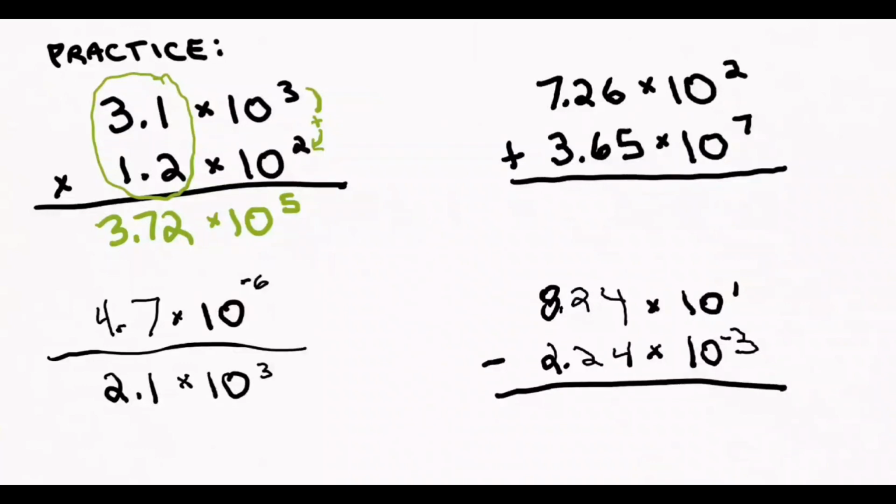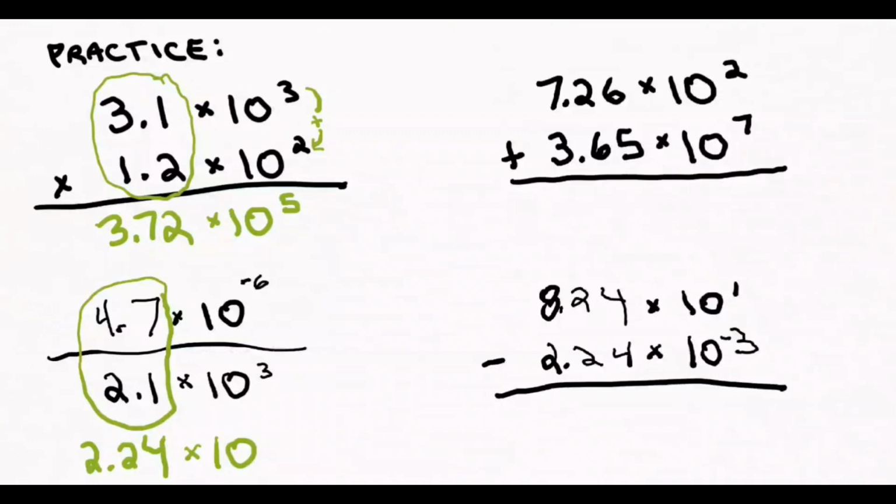Now let's do some division. We have 4.7 times 10 to the negative 6th. Aha, I threw a curveball in there for you. So 4.7 times 10 to the negative 6 divided by 2.1 times 10 to the 3rd. Well, same thing. This is division, so we can just go ahead and do this first. 4.7 divided by 2.1 is 2.24.